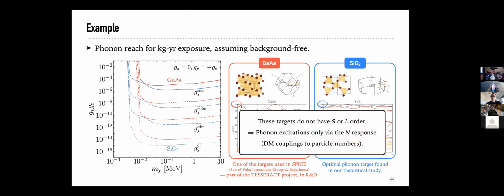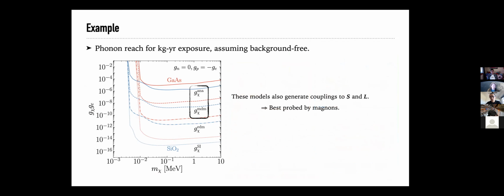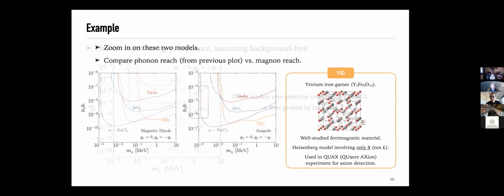One thing to emphasize is that these targets do not have S or L order, which means that phonon excitations proceed only via the coupling to the particle numbers. But of course, two of the models also generate couplings to S and L, and we want to probe these couplings as well. For these, we should better look into magnons.